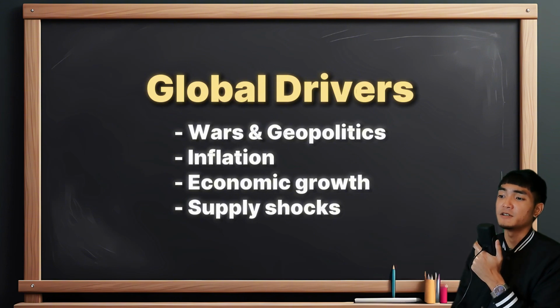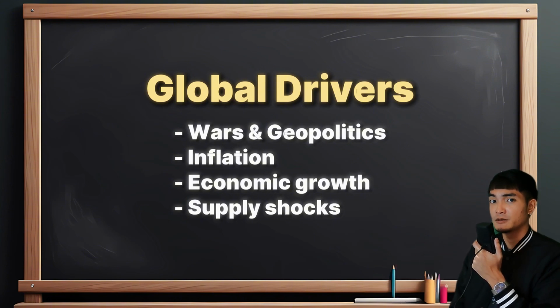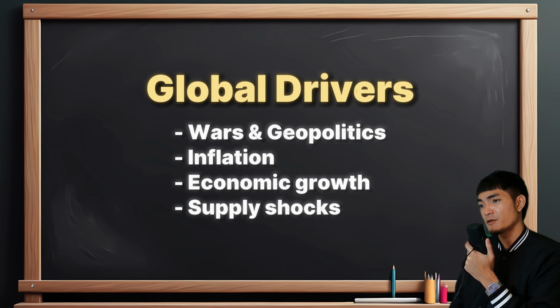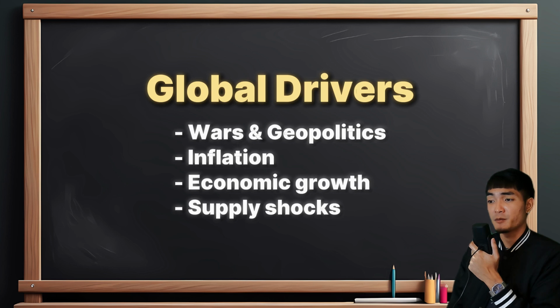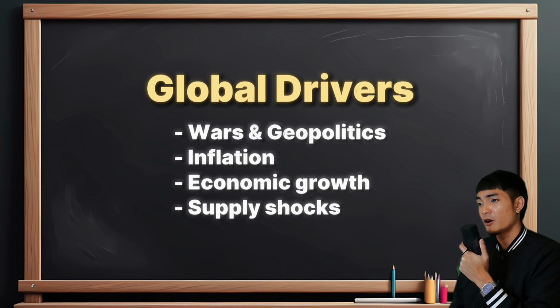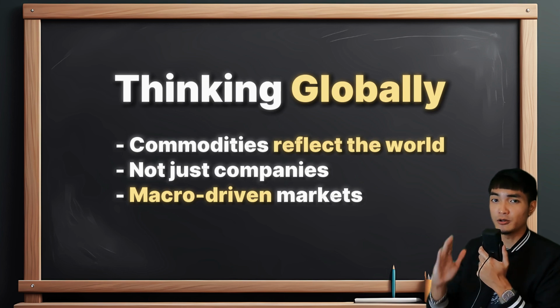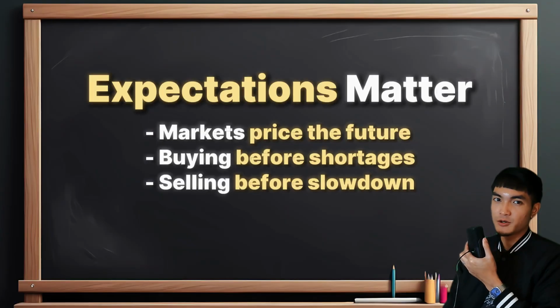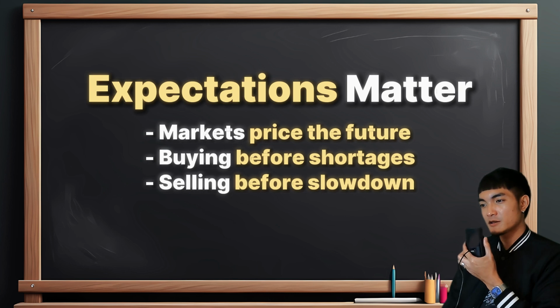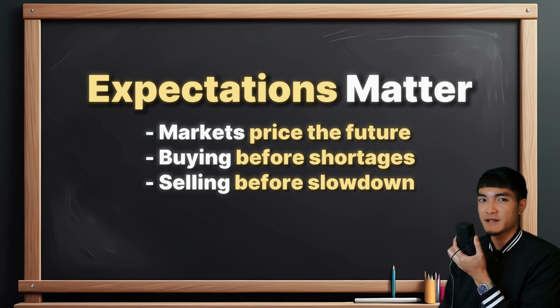Commodities are directly connected to what's happening around the world. Wars, inflation, economic growth, supply shortages, government decisions, all of these things can move commodity prices very quickly. If tensions rise in the Middle East, oil can spike. If supply increases, like a strong harvest season, agriculture commodities can drop. So unlike stocks, where you're focused on a company, commodities force you to think about what's happening on a global level.